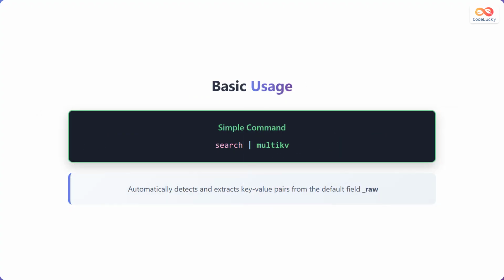The simplest way to use multikv is with a basic search command followed by a pipe symbol and the multikv command. This simple syntax automatically detects and extracts key-value pairs from the default field called _raw. The command scans through your data, identifies patterns that look like key-value pairs, and creates new fields for each key it finds. This makes previously unstructured text data immediately searchable and analyzable within your Splunk environment.